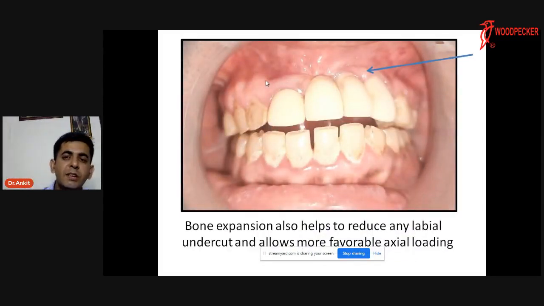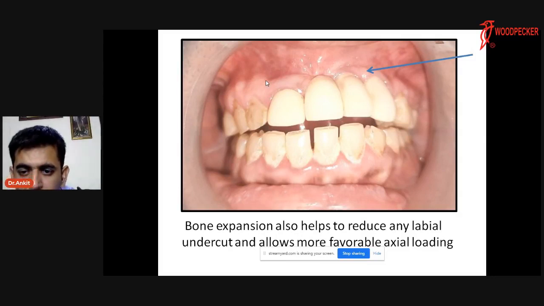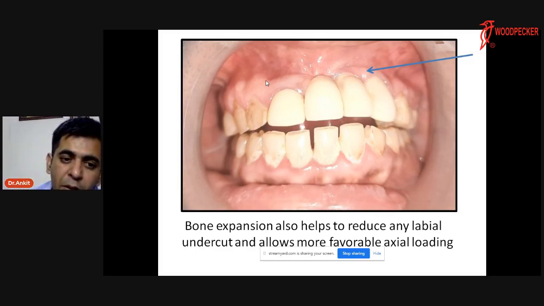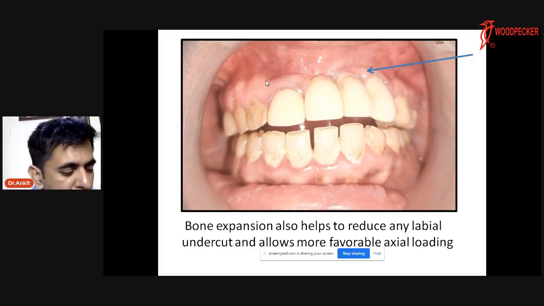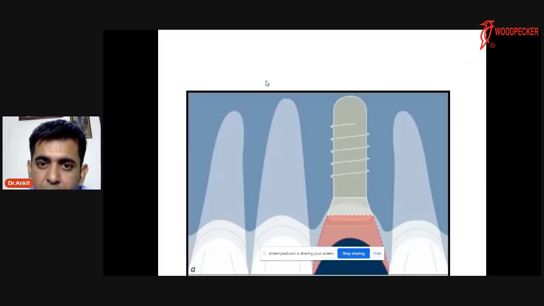Now you can see this is the photograph of the 4 years follow-up, and you can see the thickness of the attached gingiva. Though we know that the prosthesis is not that much, we make sure that it does not have premature contact. Okay, and bone expansion helps reduce any labial undercut, and it obviously allows more favorable axial loading. Hence, with the help of a piezotome, we also make sure that we do not put our prosthesis under unfavorable axial loading.